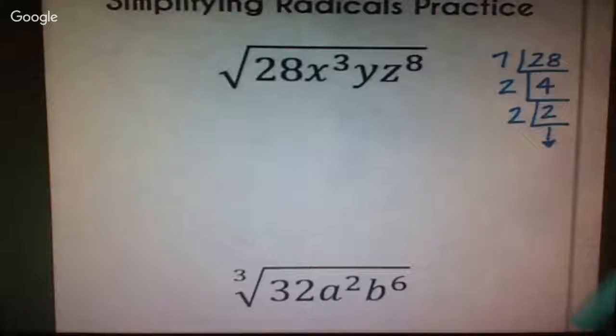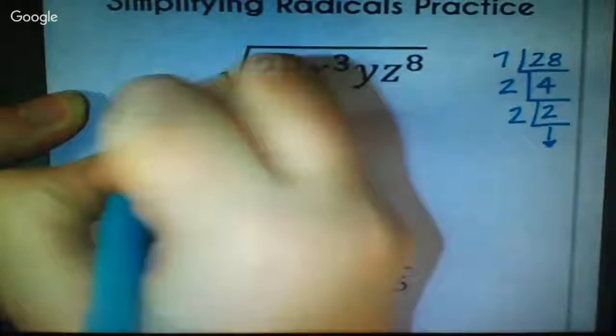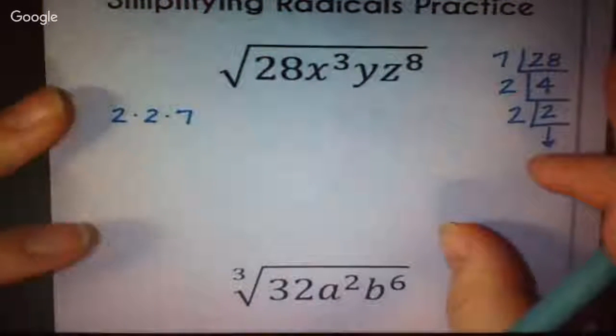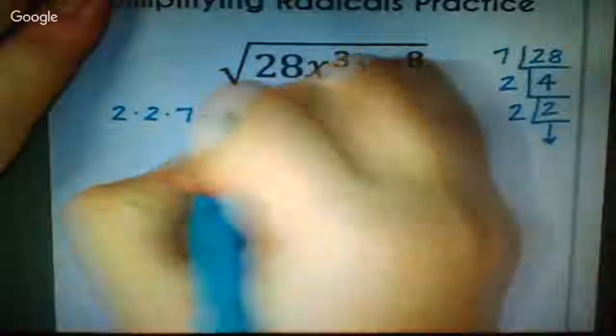Okay, so now you're going to write everything in the prime factorization. We're not going to do 2 squared. We're literally going to write it out, so you can see what's happening here. So 28 is 2 times 2 times 7. It could be written as 2 squared times 7. We're going to leave it here for now. If I have x cubed, how many x's is that? 3. So you're going to go ahead and write times x times x times x.